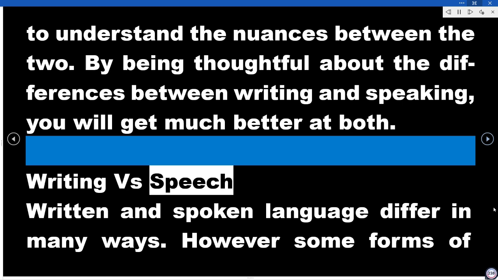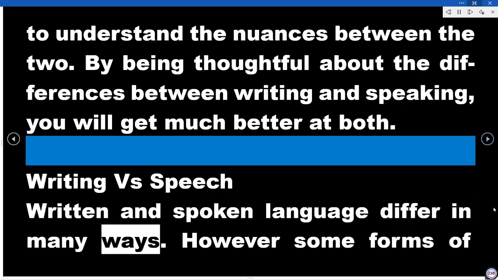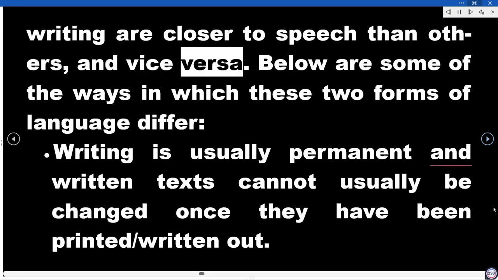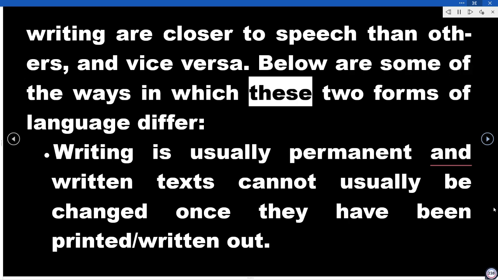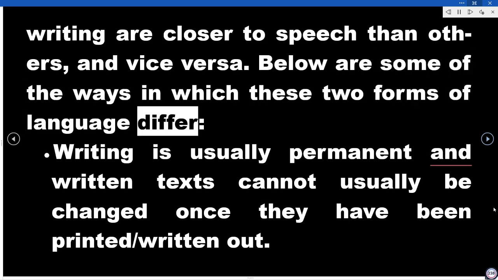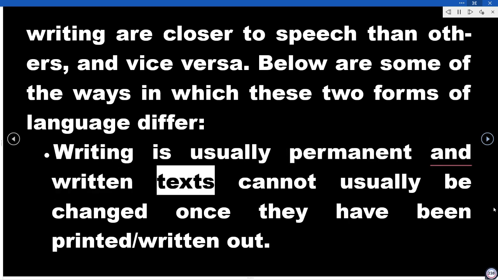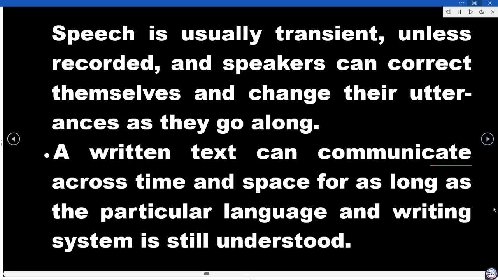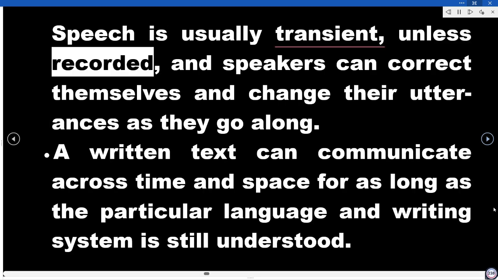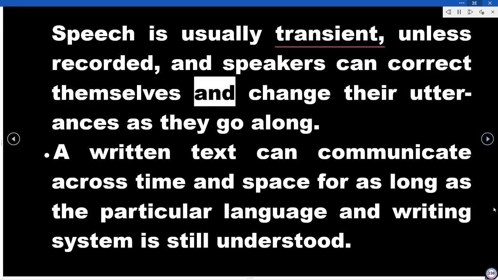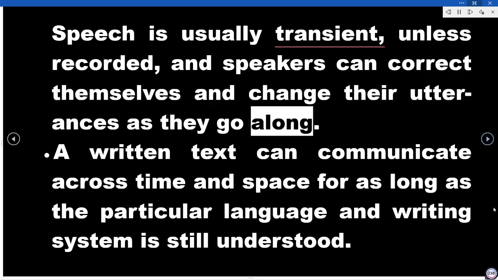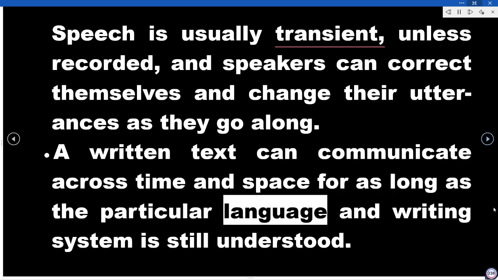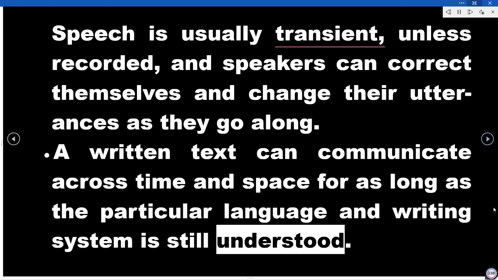Writing vs. speech. Written and spoken language differ in many ways. However, some forms of writing are closer to speech than others, and vice versa. Below are some of the ways in which these two forms of language differ. Writing is usually permanent, and written texts cannot usually be changed once they have been printed or written out. Speech is usually transient, unless recorded, and speakers can correct themselves and change their utterances as they go along. A written text can communicate across time and space for as long as the particular language and writing system is still understood.